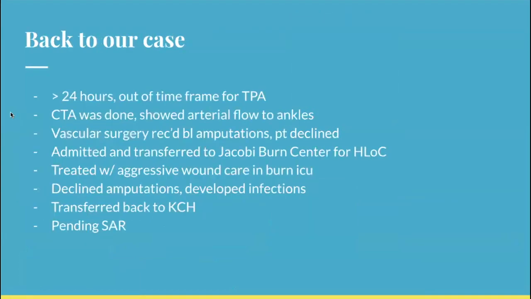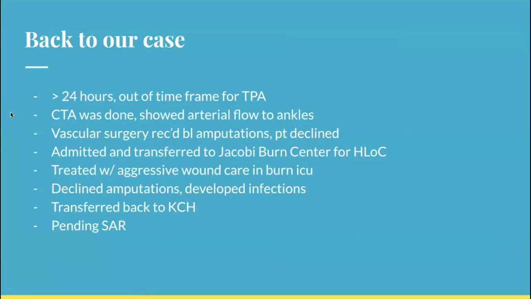So back to our original case, our patient already had a lot of these longer-term complications, like feeling off balance and decreased proprioception. They were actually out of 24 hours. They were out of the time frame for TPA. A CTA was done, which showed arterial flow basically only to the ankles. Our vascular surgery recommended bilateral amputations.